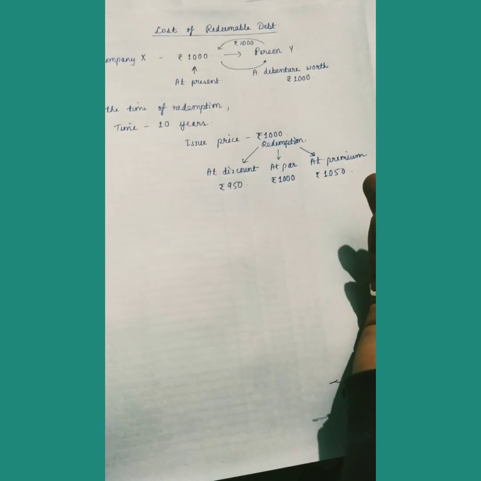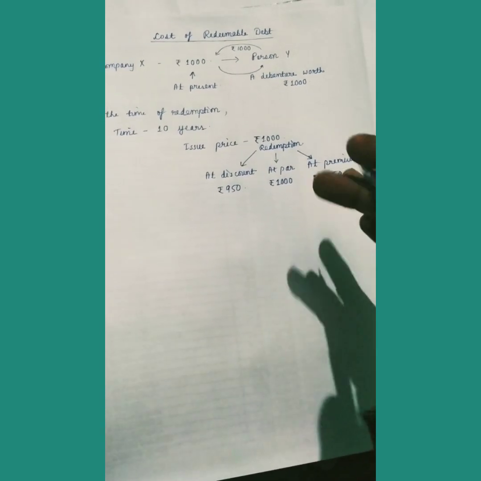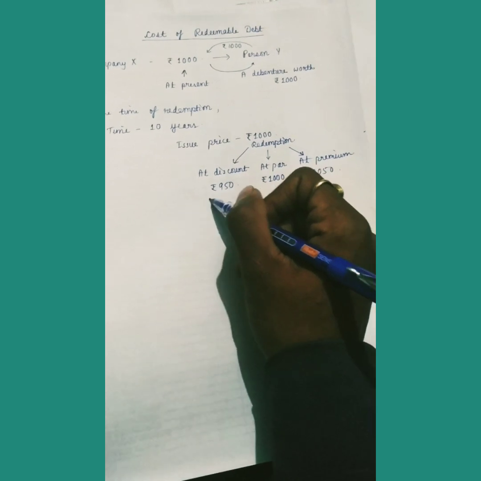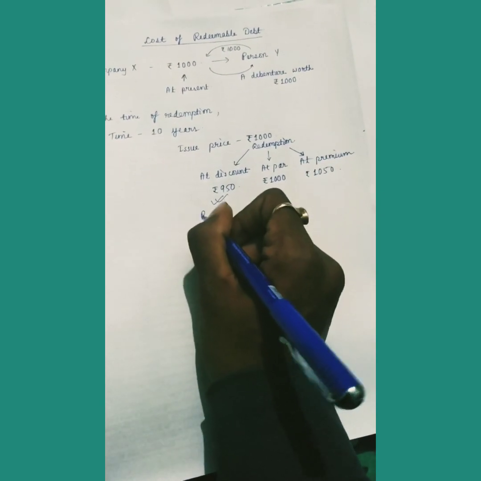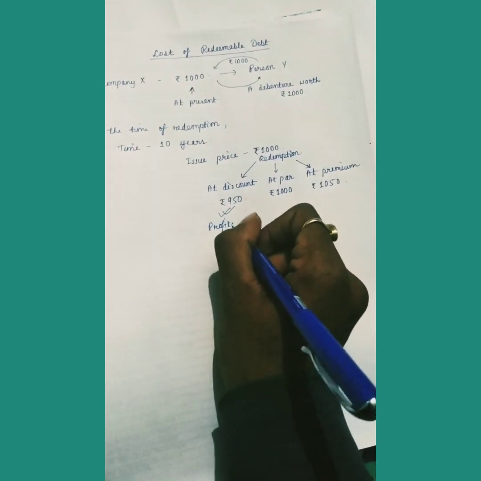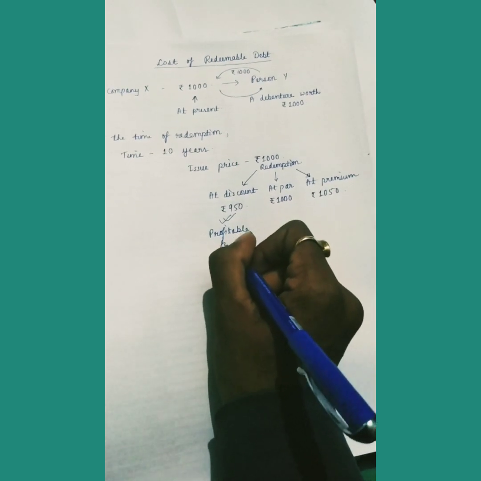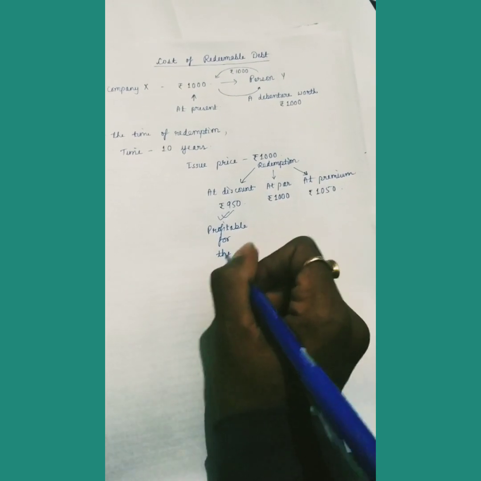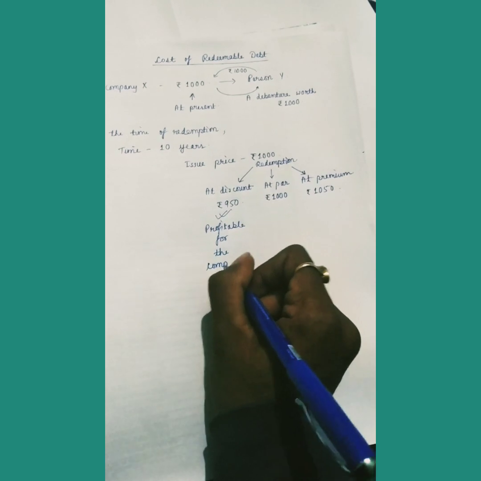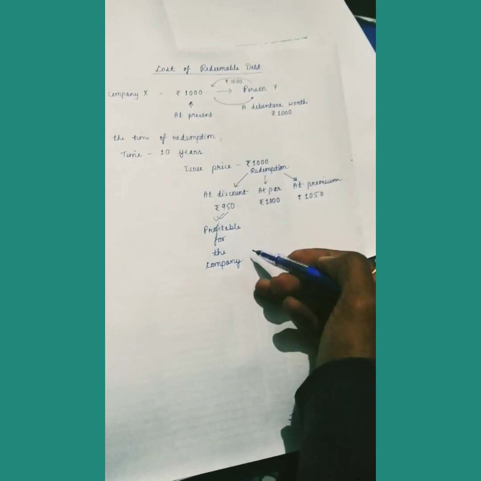So in which of the following cases is the company making a profit? Which case is profitable for the company? This is profitable for the company, because the company has to pay back a smaller amount than the face value. Fine.